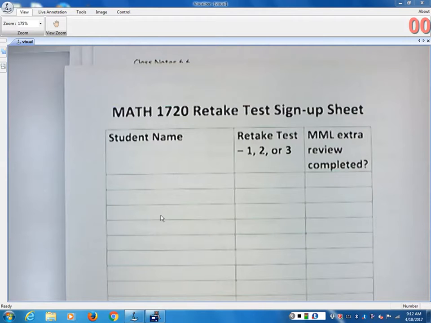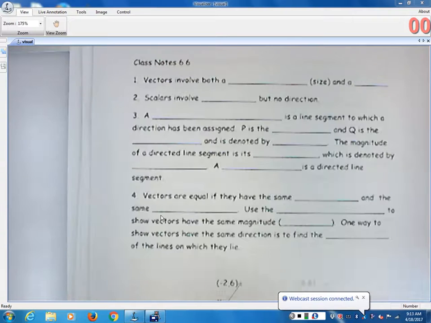Okay, I'm going to pass this sheet around. If you don't have the extra review completed to retake a test, you can still put your name that you want to retake a test. But remember, I do have extra stuff at the bottom of my math lab that you're supposed to do in order to retake a test. Our retake test day is next Tuesday. So you can put your name on it, even if you're only interested in retaking a test.